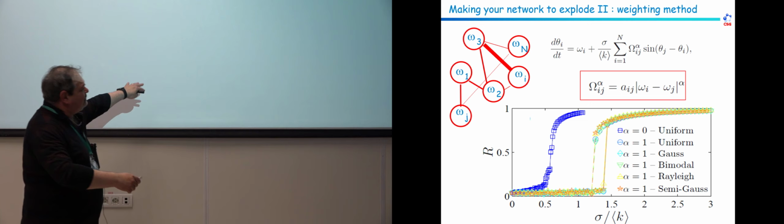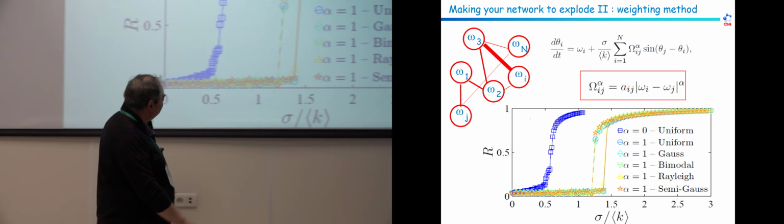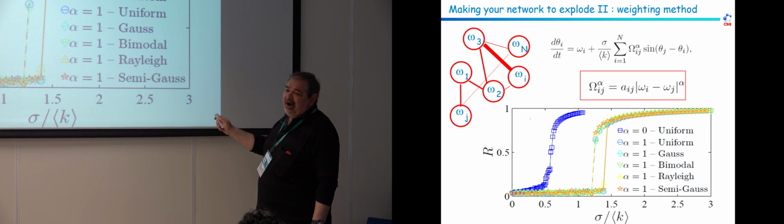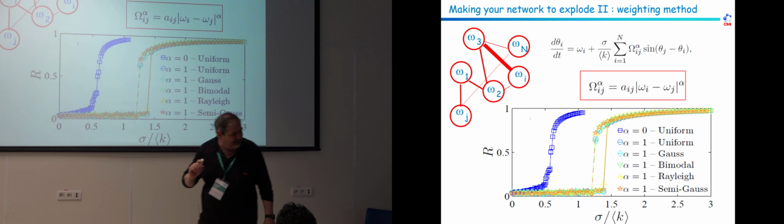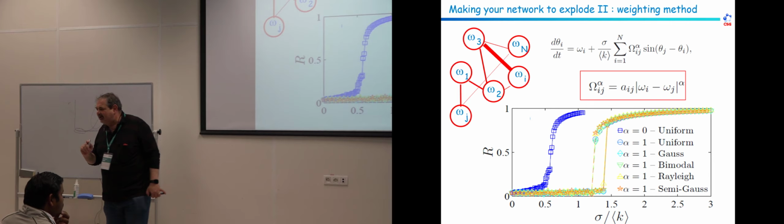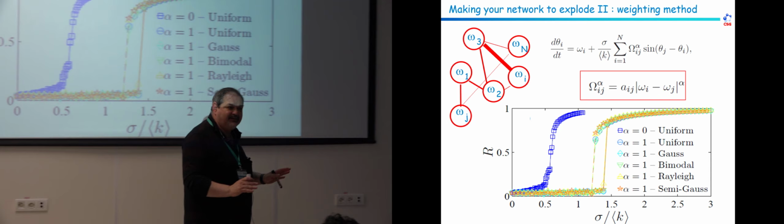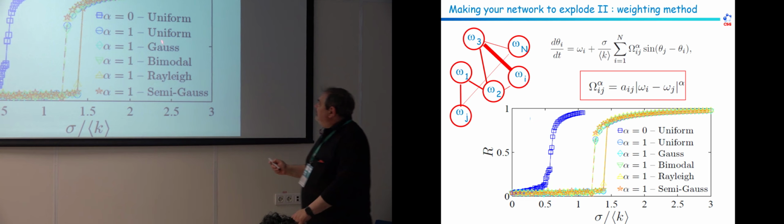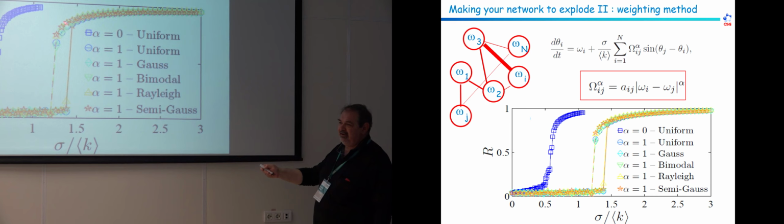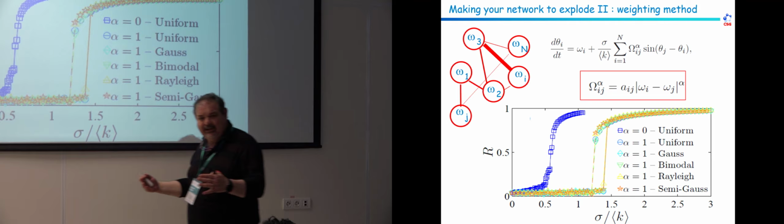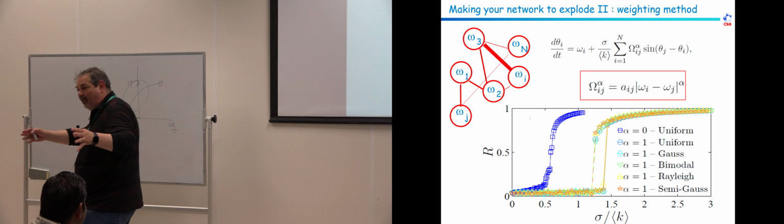And now you have something even more interesting: when alpha is zero, this is unweighted, because for all frequency differences to the power zero, this is one. So here you recover the normal continuous transition. But when alpha is equal to 1, what you have is a sort of universal transition that does not depend on the frequency distribution. It only depends on the network topology. So for a given network, when alpha is equal to 1, if you take uniform distribution or Gaussian distribution or bimodal, Rayleigh, semi-Gaussian, whatever, you see always the same going up and always the same going down. So really it's a property of the network itself in this case. It's not the property anymore of the frequency distribution.